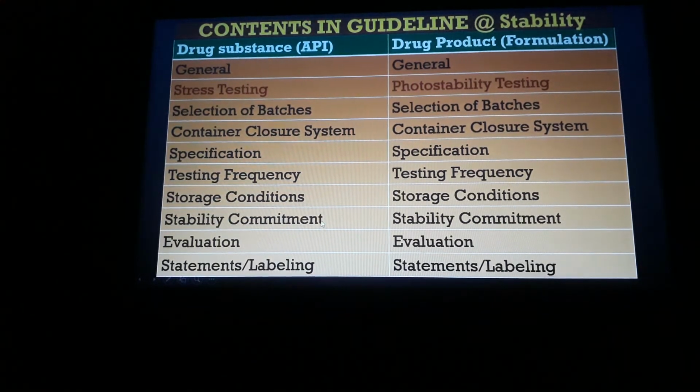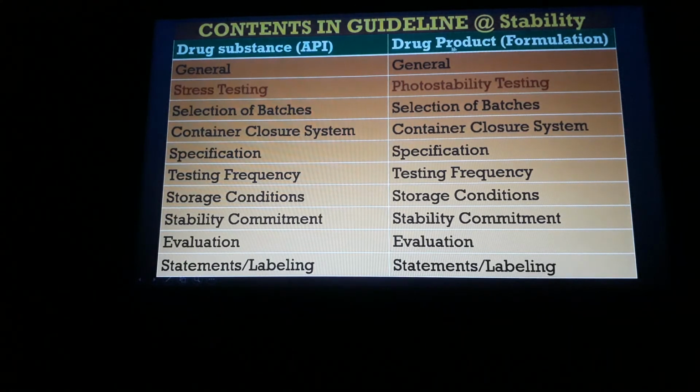and what is the stability commitment, meaning suppose how much data you have, how can you give a commitment to the regulatory body during submission, and how to evaluate data, what is the data required for evaluation of the stability study, and finally statements and labeling, how the statement or label on the container should be when you are releasing a product to the market. These are the subtitles mentioned in the ICH Q1 guideline about stability study of API.